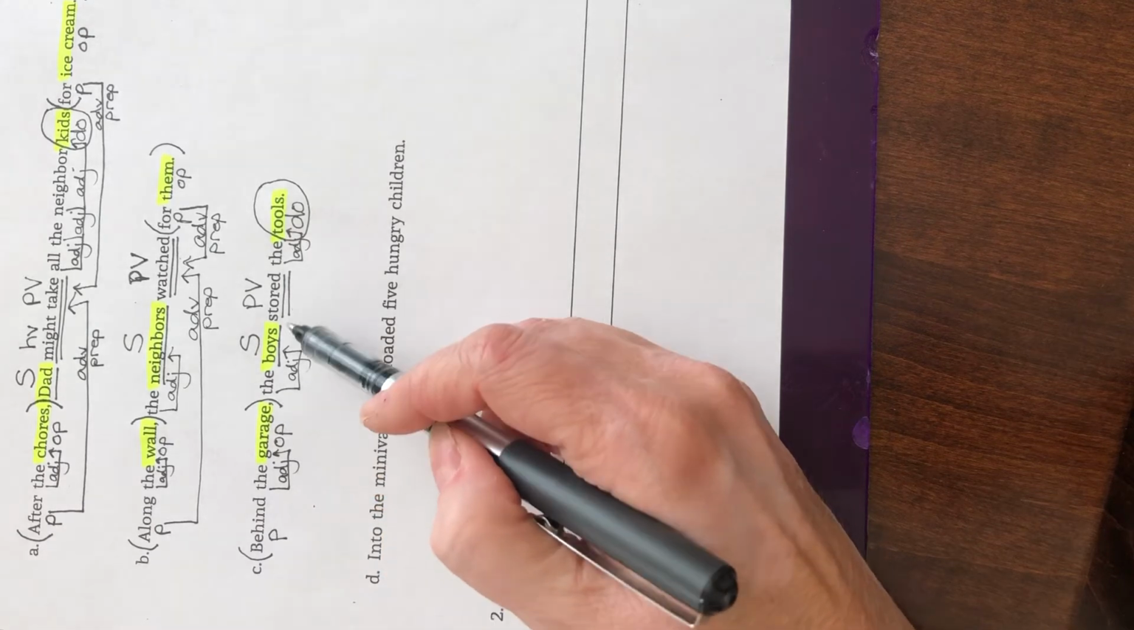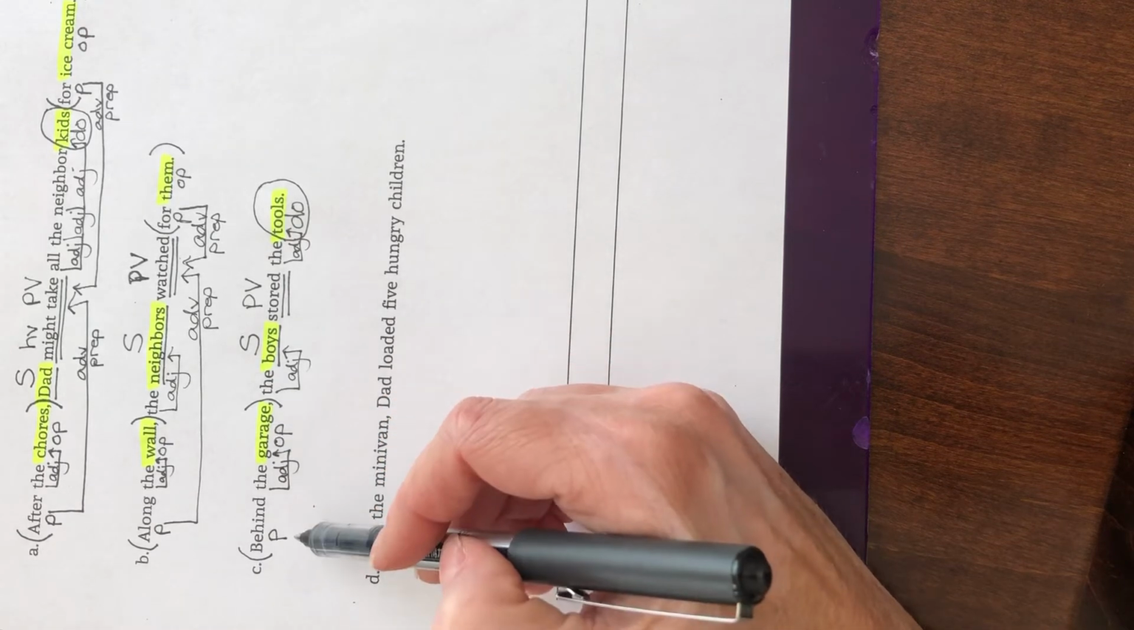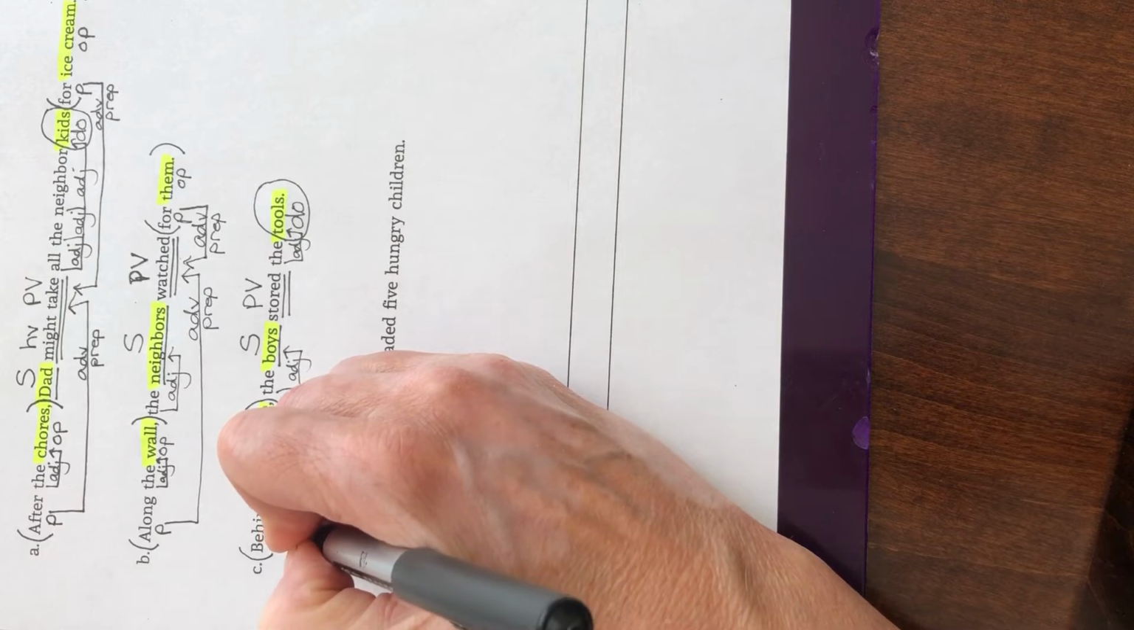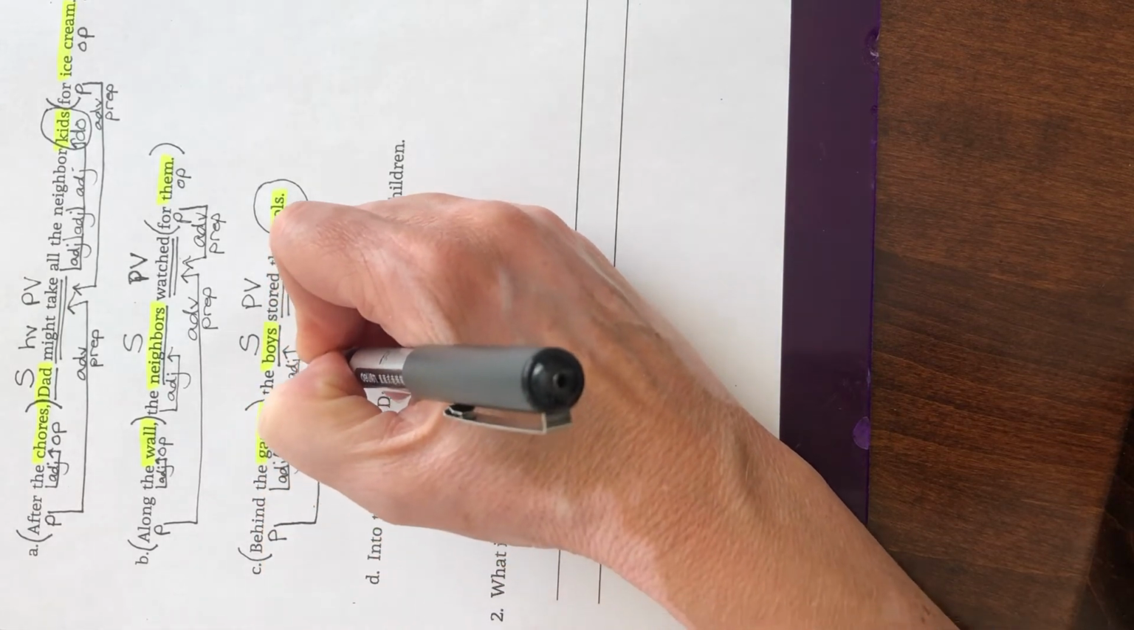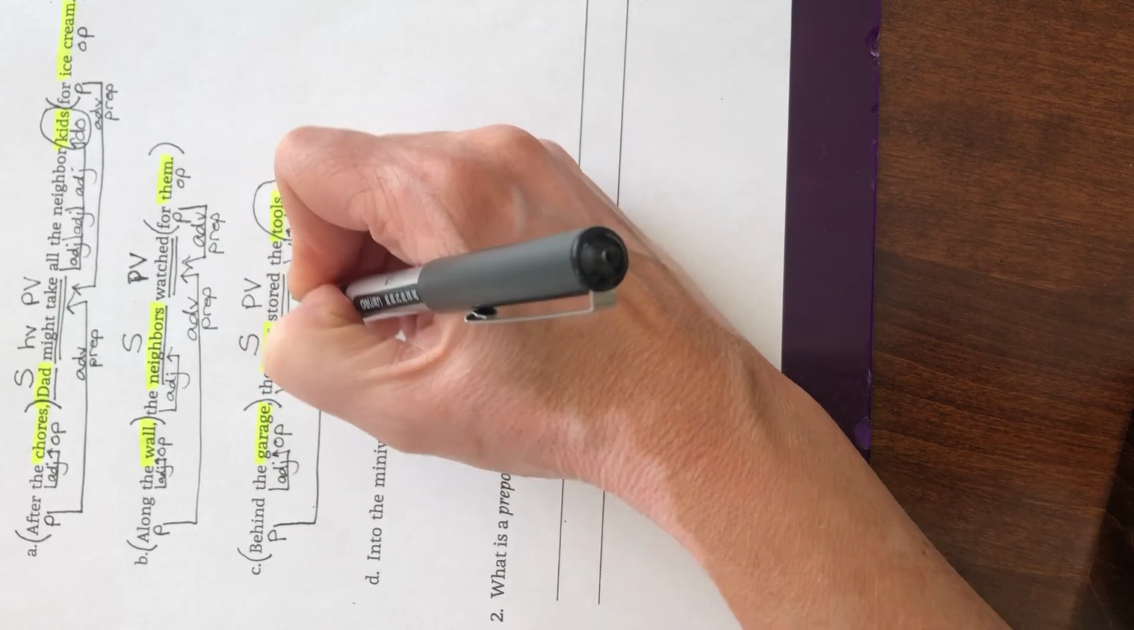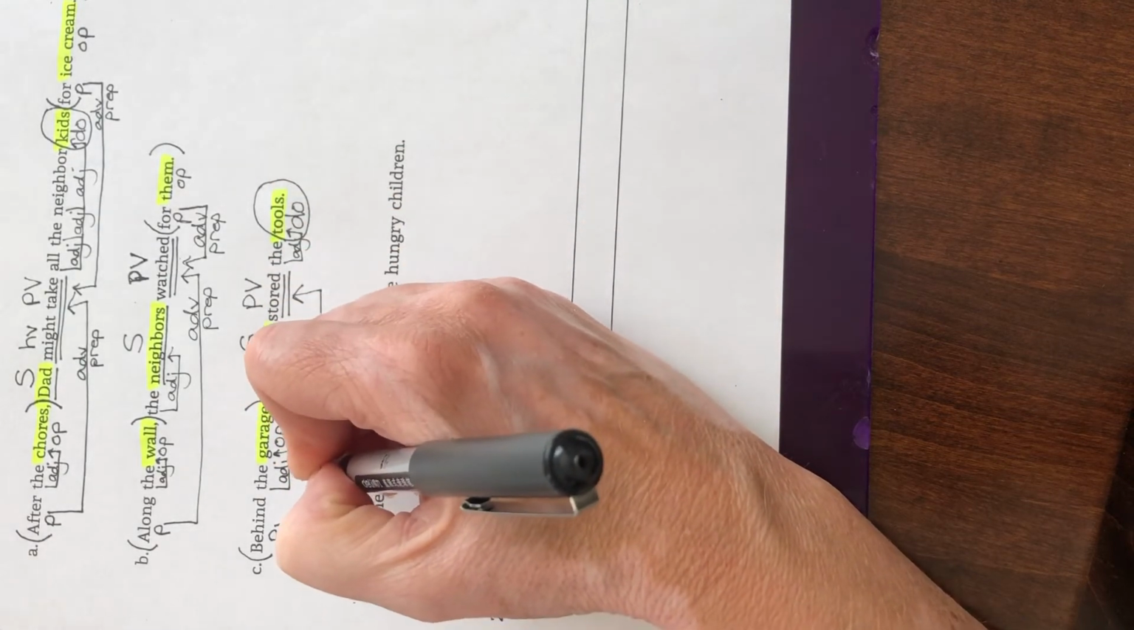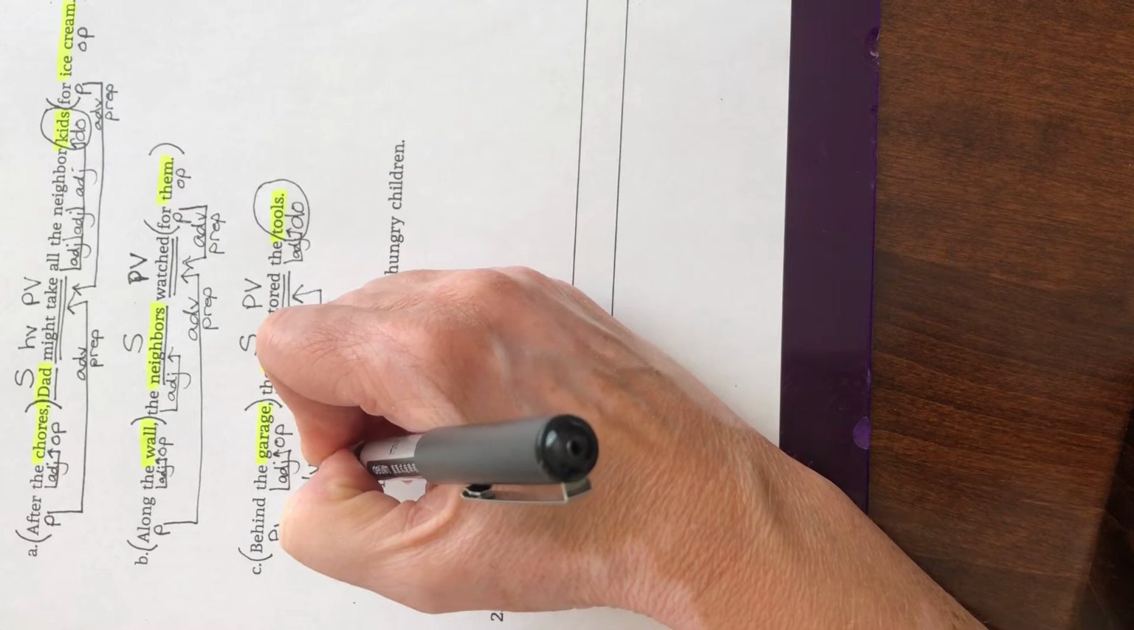Behind the garage, stored where? Behind the garage. Your line must come from the preposition. This is an adverbial element because it modifies the verb and it is a prepositional phrase. Make sure yours looks like mine. Let's look at letter D.